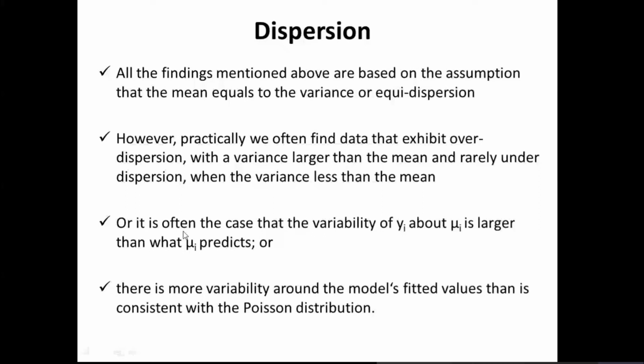Over dispersion is when the variance is larger, equi dispersion is when the variance and the mean are equal, and under dispersion is when the variance is smaller. So we apply Poisson regression only when the mean is equal to the variance, that means in the case of equi dispersion.